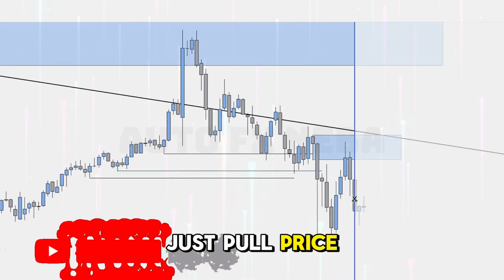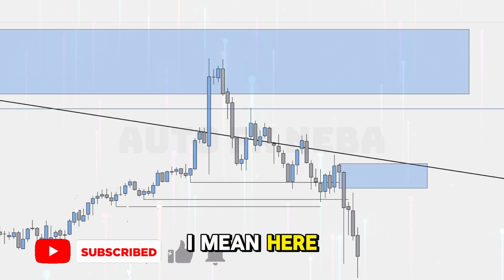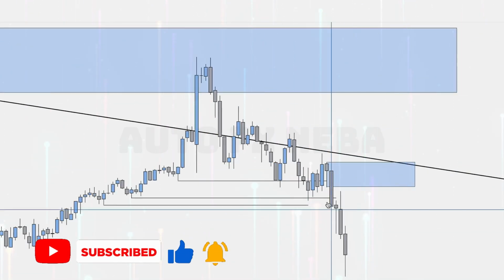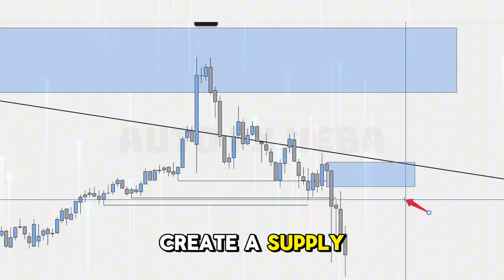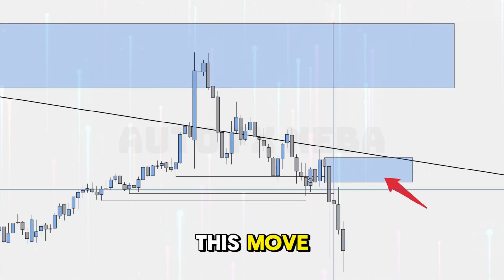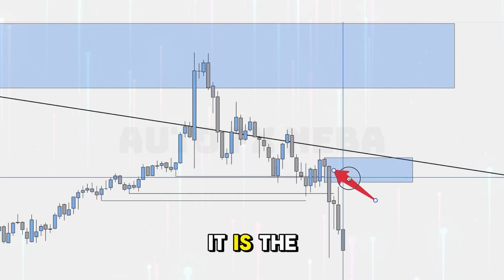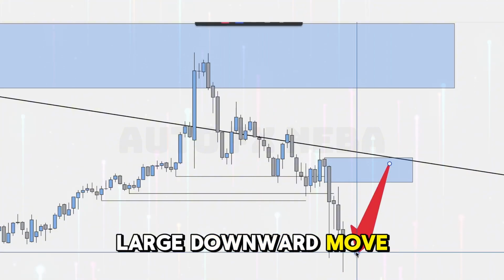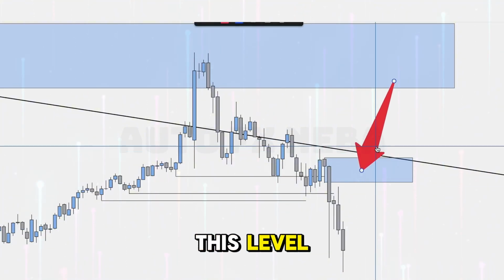So I'm going to just pull price back so you can see what I mean here. After retesting this high, the market comes down and breaks structure. And then we create a supply zone inside of this move. Why is this a supply zone? Well, it is the final point of consolidation before this large downward move. So we know that selling has kicked in at this level.